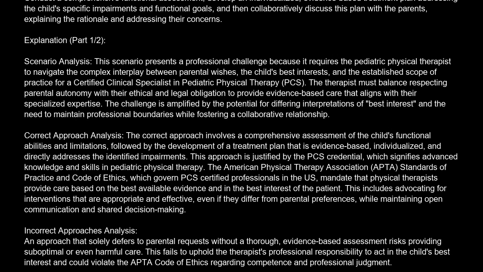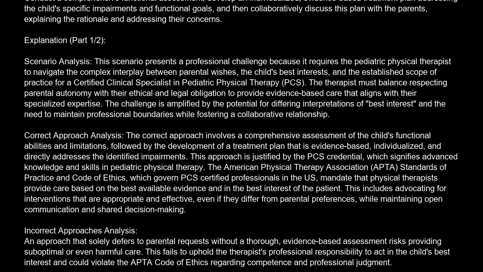The correct answer is D. Conduct a comprehensive functional assessment. Develop an individualized, evidence-based treatment plan addressing the child's specific impairments and functional goals, and then collaboratively discuss this plan with the parents, explaining the rationale and addressing their concerns.